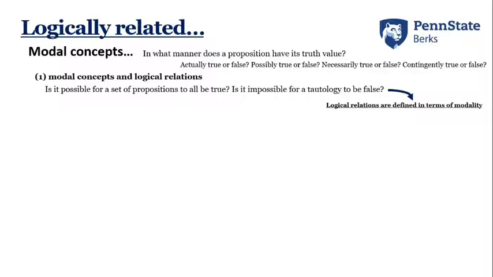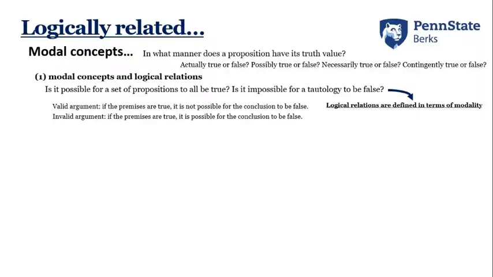Is it possible for a set of propositions to all be true? Well, yes, because then if the argument's valid, we have a valid and sound argument. So without these modal concepts, we really cannot form any sort of sensible argument to help us in our discussions, right? Let's say it that way. So let's look at this. If we're going to talk about a valid argument, okay, so this is all the premises are true, and it's not possible for the conclusion to be false. In an invalid argument, it is possible that the premises are true, but it's also possible for the conclusion to be false. Those two things have to be true in order for us to be able to reason through these things.